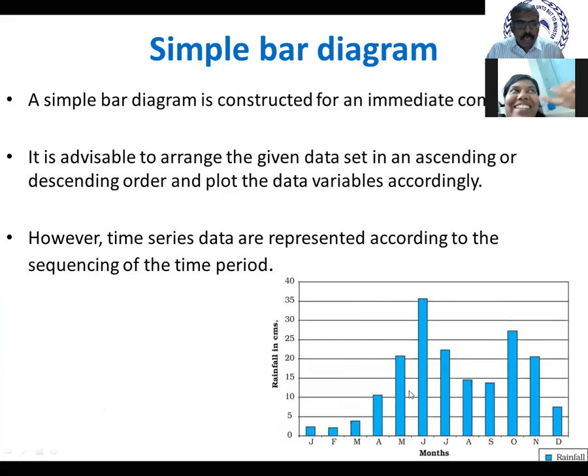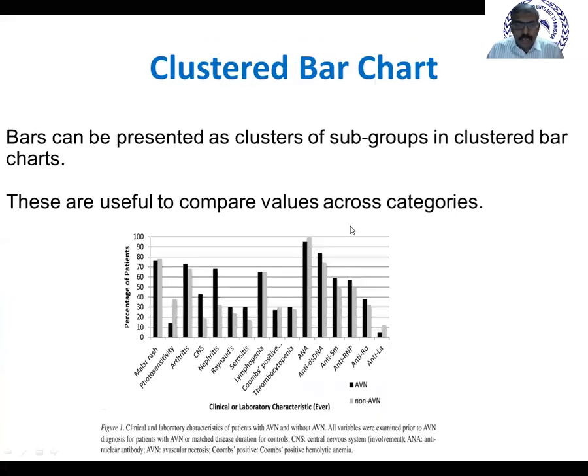So here is a bar diagram. Here the bar diagram shows in each month what the rainfall is in centimeters. So again here, from January to December, you can see that in July, the maximum rainfall is seen. So this is what you use a simple bar diagram for.